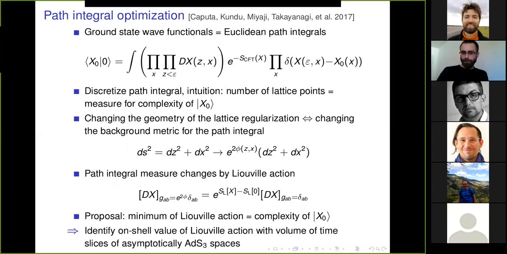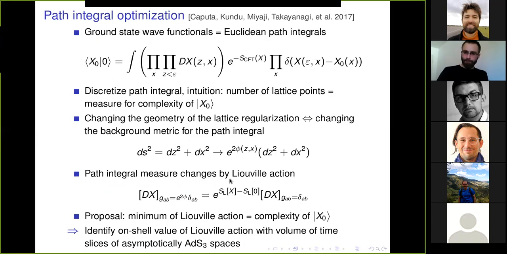The number of lattice points can be changed by changing the geometry, so the background geometry in which one performs this path integral. And it is known that this deformation by a Weyl transformation changes the path integral measure by the on-shell value of some usual action. Or to be more precise, an exponential of the difference of the on-shell value of the usual action.